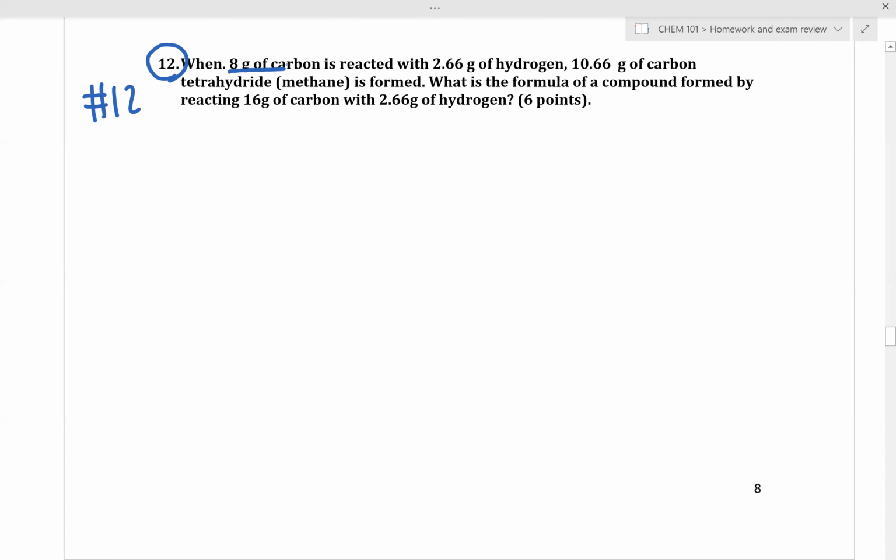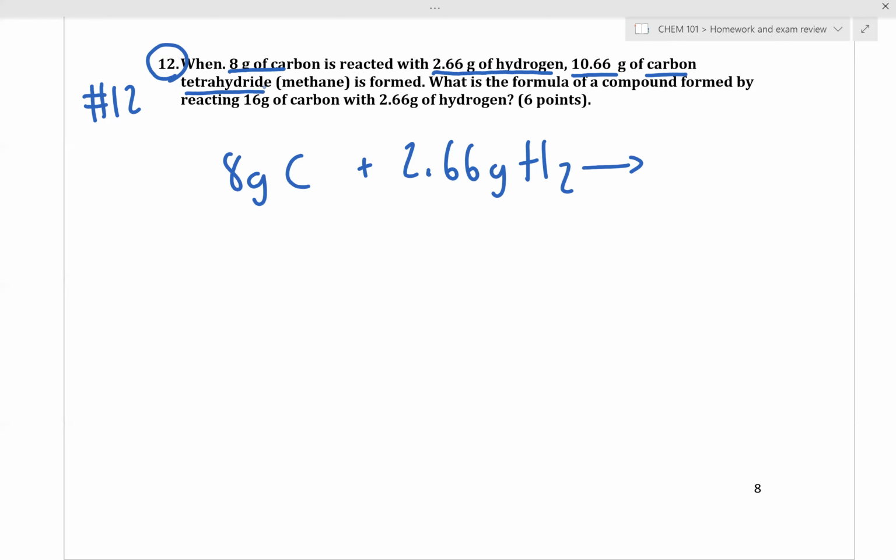So let's write this out. We have 8 grams of carbon reacted with 2.66 grams of hydrogen. And in the end, we get 10.66 grams of carbon tetrahydride. So our first order of business is to take this name and get a formula out.